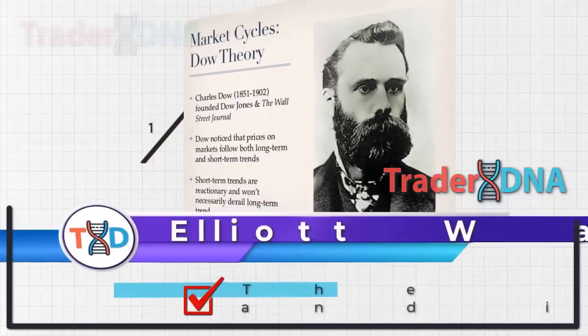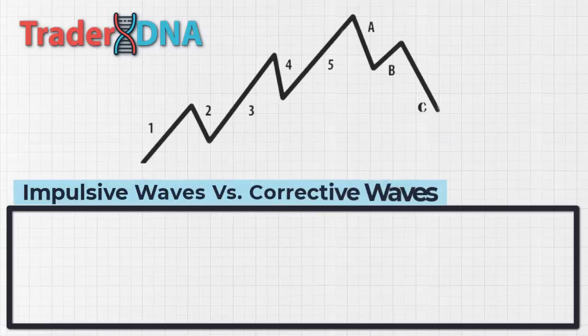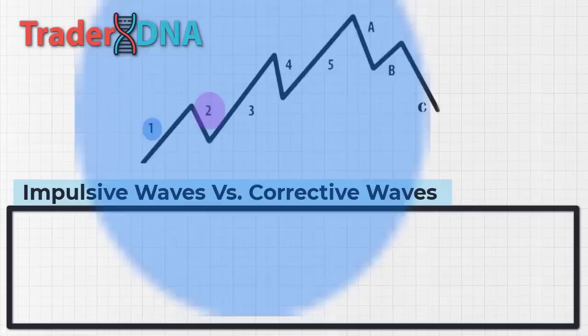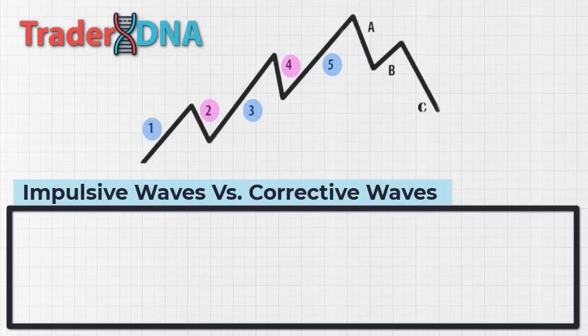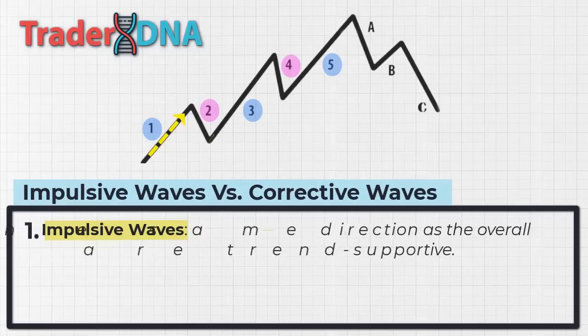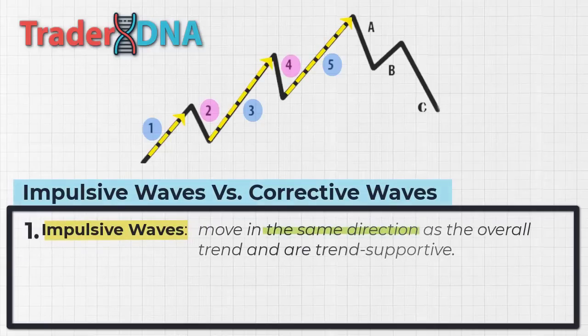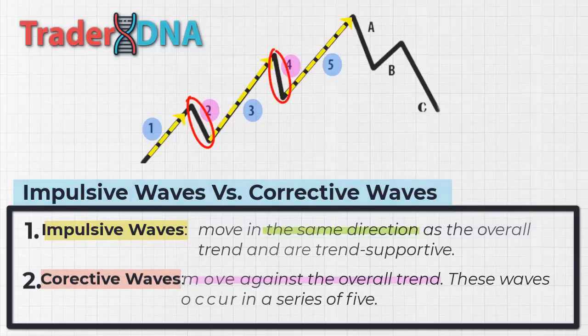Impulsive waves versus corrective waves. Elliott wave theory will require looking for a pattern of 5 consecutive waves before making a trading decision. Elliott wave theory begins by identifying 2 different types of waves. First, impulsive waves. Impulsive waves move in the same direction as the overall trend and are trend supportive. Second, corrective waves, on the contrary, move against the overall trend. These waves occur in a series of 5.